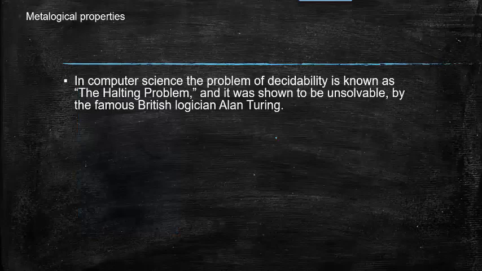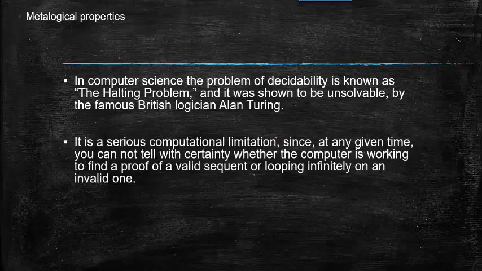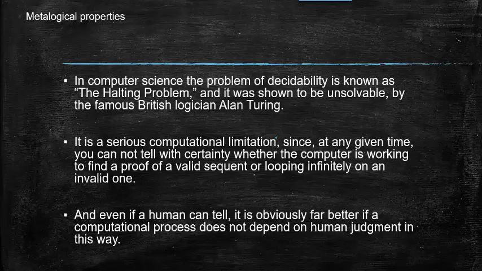So in computer science, the problem of decidability is known as the halting problem, and it was shown to be unsolvable by the famous British logician Alan Turing. It's a serious computational limitation since at any given time, you cannot tell with certainty whether the computer is working to find a proof of a valid sequent or just looping infinitely on an invalid one. And even if a human can tell, it is obviously far better if a computational process does not depend on human judgment in this way.